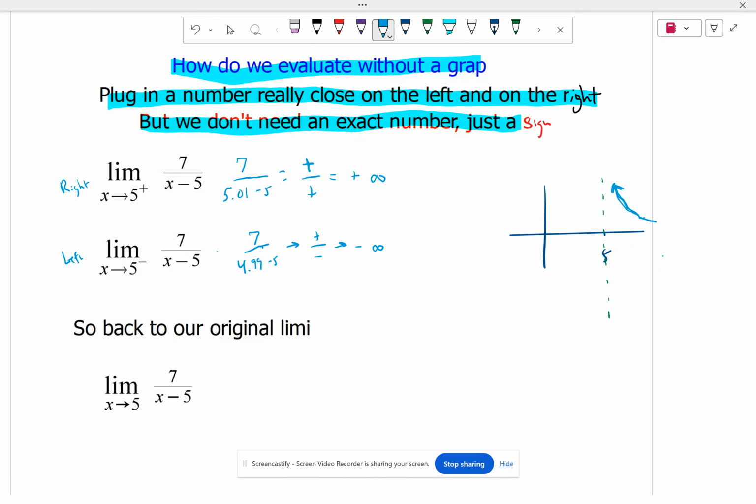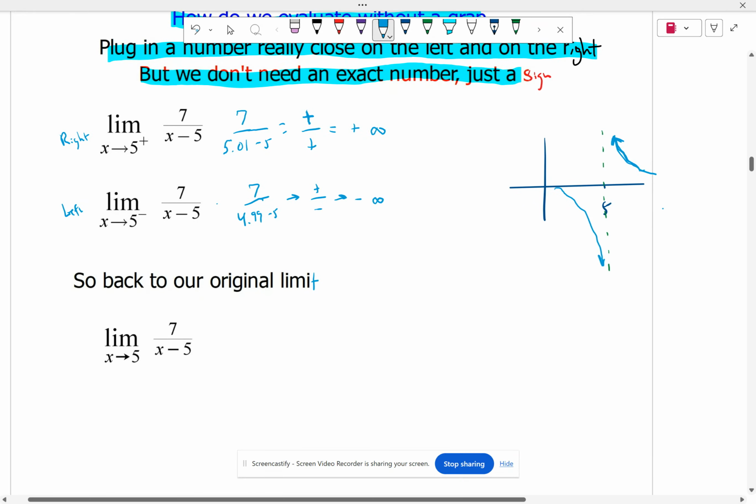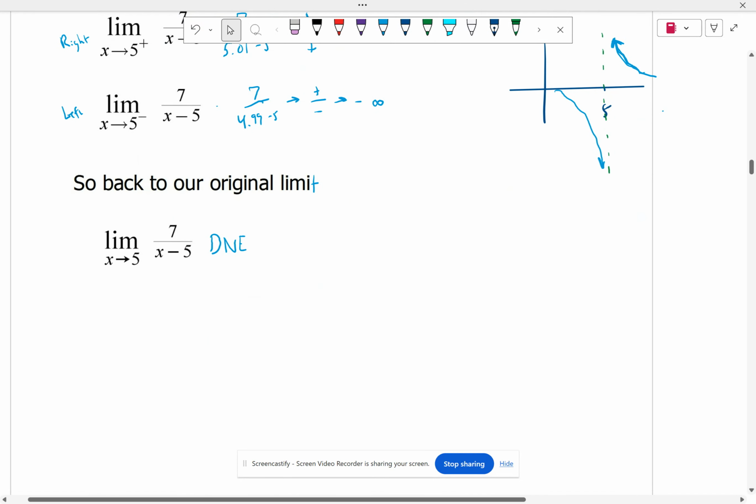So that means as x approaches 5 from the left, the function's approaching negative infinity. So if we go back to our original limit here, what's the limit of the function as x approaches 5? Well, one end is going to infinity, one end is going to negative infinity. So we're just going to say the limit does not exist. And that's it.